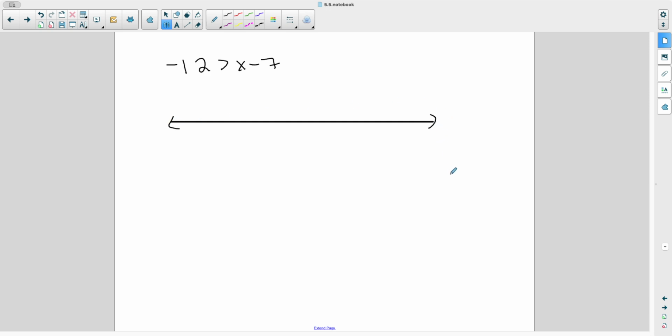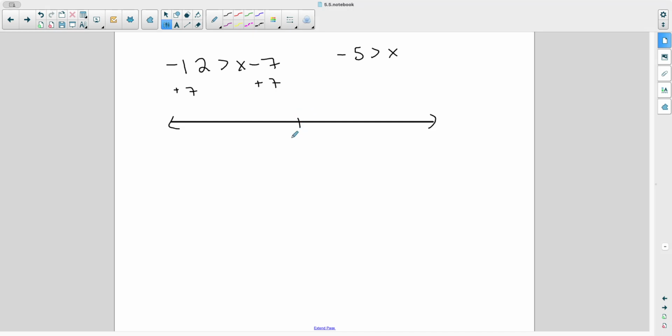I need to solve this first. What do I need to do to solve this? This should be... no, this should not be distributed. There's no multiplication there. I need to add 7. That gives me -5 is greater than x.